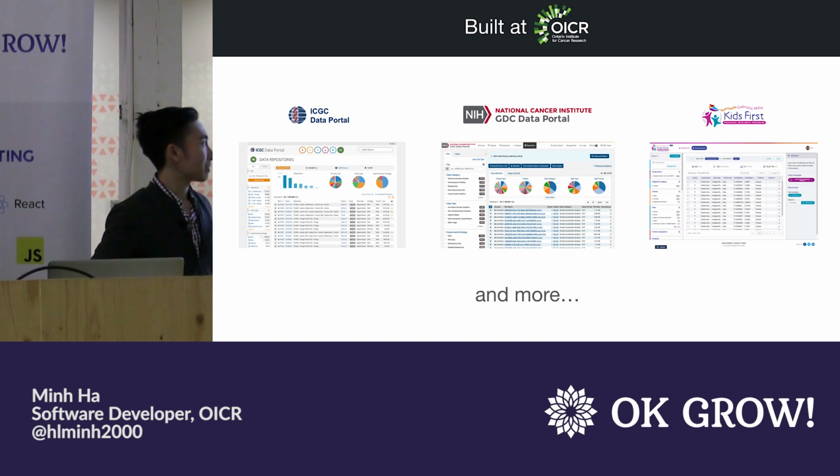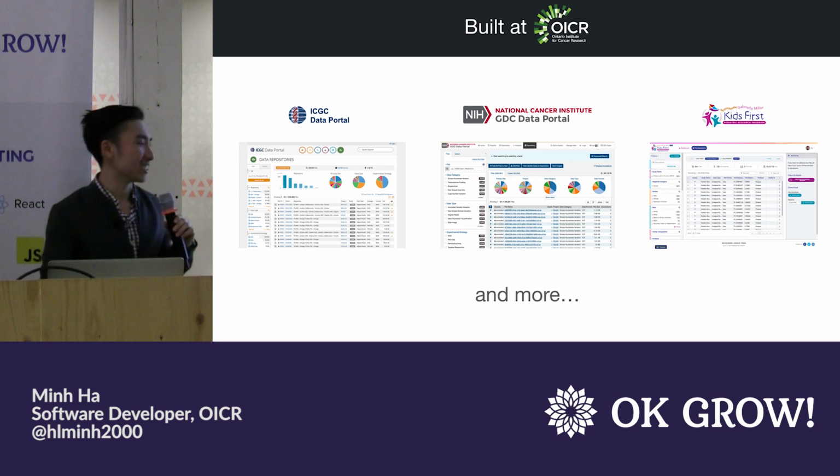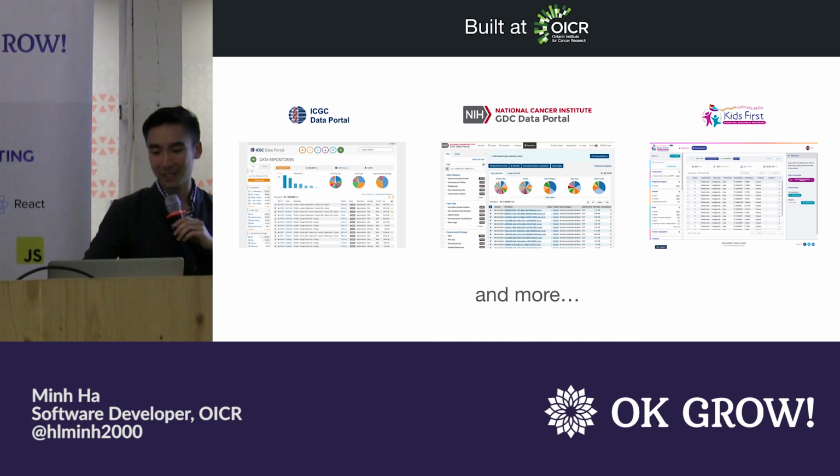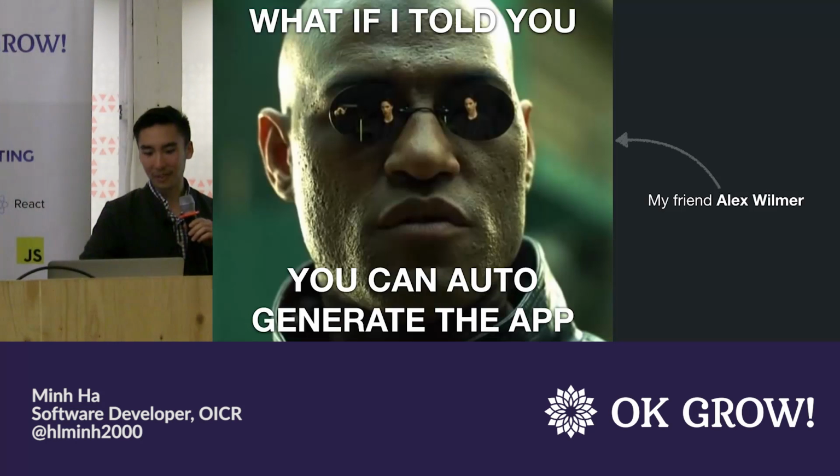You might have noticed that these three pretty much all look the same. And what happens when you get apps that look pretty much the same all the time? Well, sorry, I messed up the order, but what if I told you you can just auto-generate the app? That's my friend Alex Wilmer right here, when he came up with the idea of making something that just auto-generates this thing.